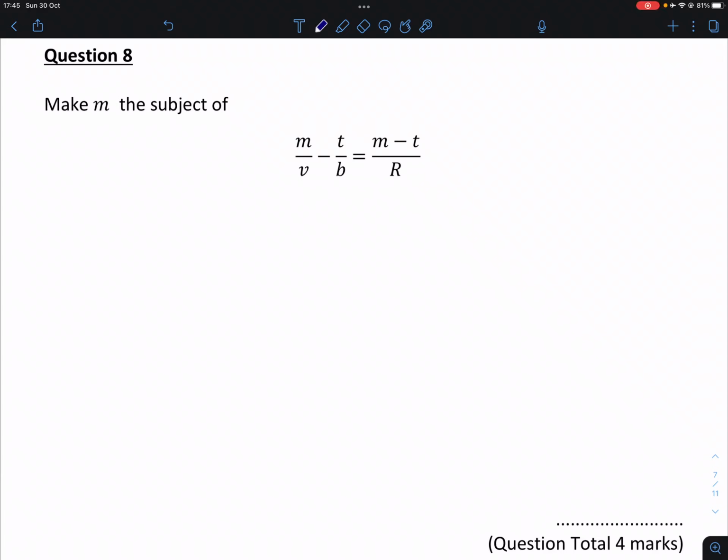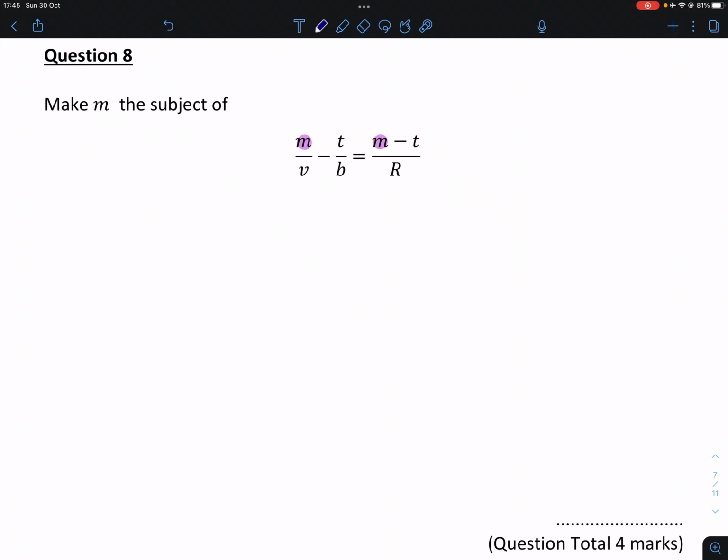Question 8. Make M the subject of this formula here. So as it stands, we have two M terms that I highlight there. There's a lot going on here. We've got fractions that we need to deal with, get rid of, and then we've got letters, the M's, sorry, on both sides. So we're going to have to do a bit of rearranging there. And then there's another curveball coming down the road that we have to deal with also.